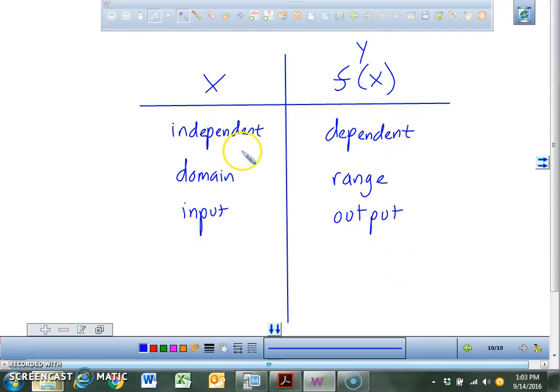Make sure you know these words go with x, these words go with y.